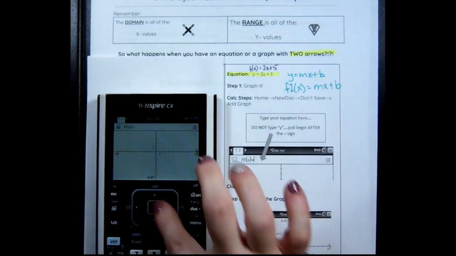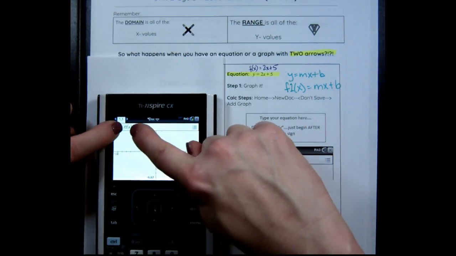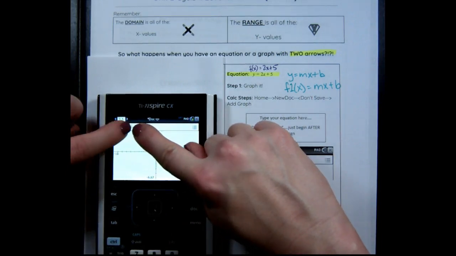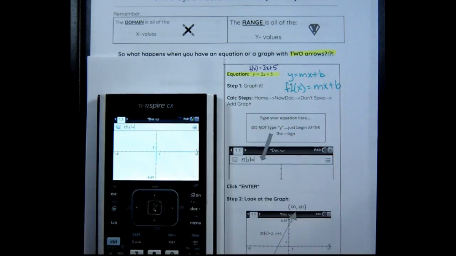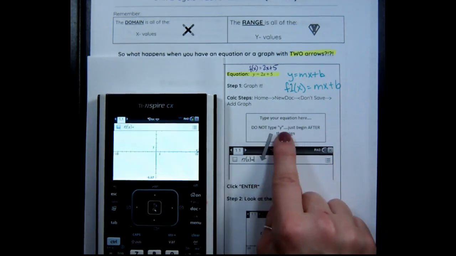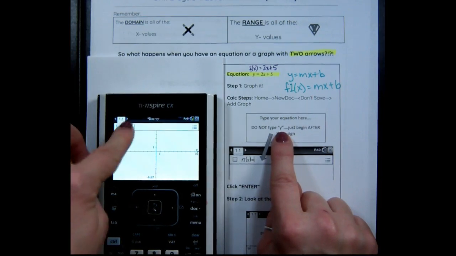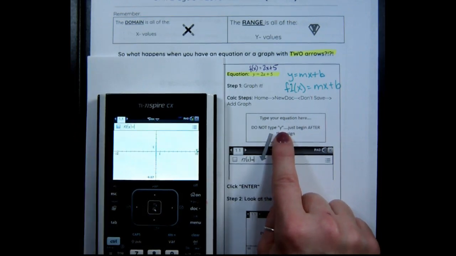Okay. So it would be silly for me to come into here and type y equals 2x plus 5 because there's already a y equals. It's already there. So what it tells you is you type your equation in, but do not type in the y because the y is already there. It's looking like f of x. We start after the equal sign.